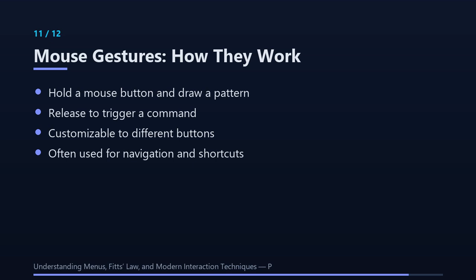Advanced settings allow the designer to assign gestures to any mouse button, providing flexibility for left-handed users or specialized hardware. Because gestures combine movement and click, they can reduce the number of separate UI elements needed, decluttering the screen. However, they rely on users learning and remembering the patterns, which may affect discoverability. When paired with visual feedback, mouse gestures become a powerful tool for streamlining workflows.